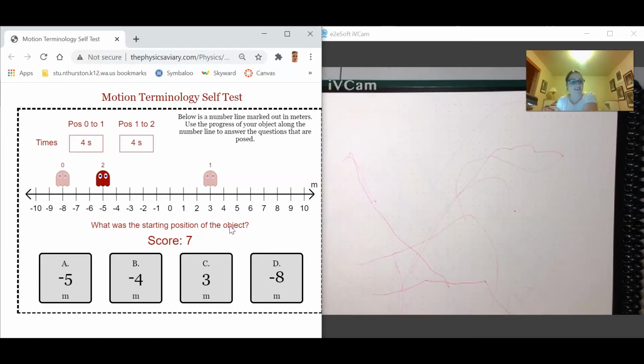So it's pretty fun. Okay, so now, what was the starting position of the object? That's easy. Where did I start? Position 0 is where I began. That's back here at -8. Next, what was the distance traveled for the entire trip? I found that on the previous problem. Remember, from position 0 to position 1, the distance traveled was 11. And from position 1 back to position 2, the distance traveled was 8. So my total distance was 19 meters.